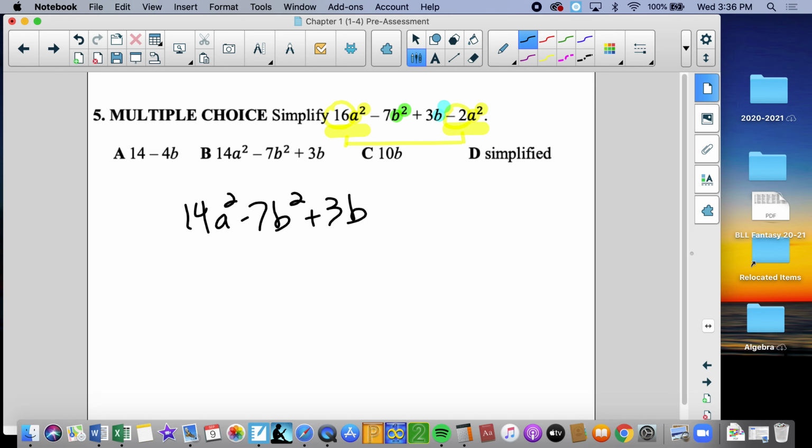Remember, it has to be in standard form. So our variables have to be in alphabetical order, A and B. Good, so A comes before B. And then when we're tied, like our B's, you look to the exponent. So you have B and B, but we're going to do B to the second before B to the first. There's an invisible 1 there. So this is the correct answer, standard form. So we would select B.